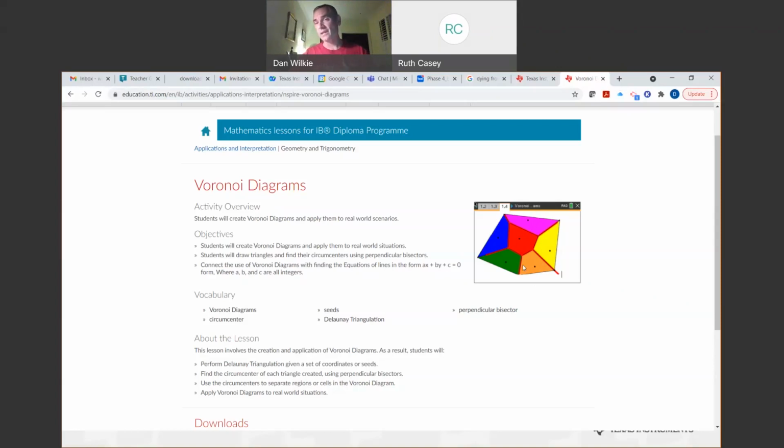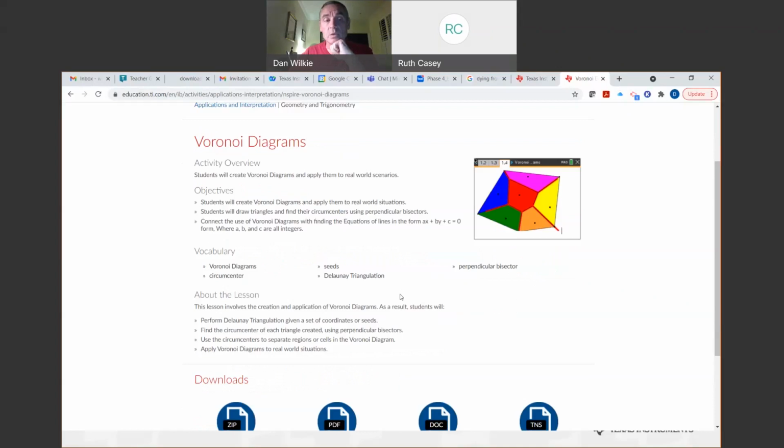If you want to, and you have a little bit extra time, then the students can create their own Voronoi diagram. But if not, there's a good activity that students can kind of do with it.